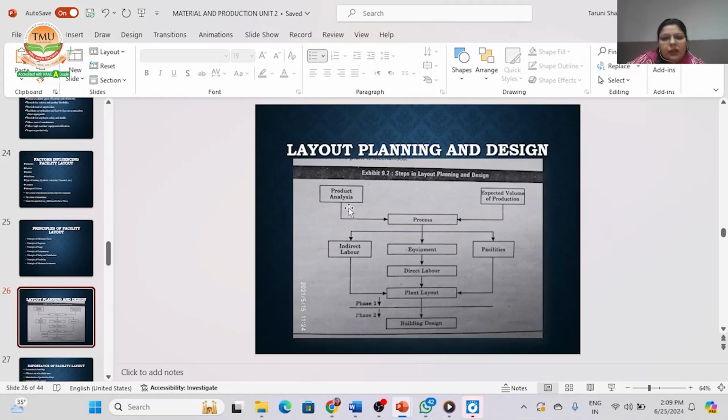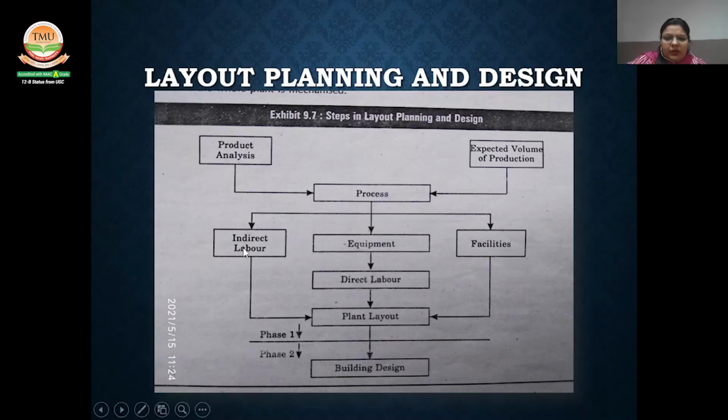Basically, we have to think about two things. Number one is product analysis, and on the other side we have the expected volume of production. You can see this on the diagram. Product analysis means which kind of product we are going to produce, or what kind of product a production unit is going to produce. Is it a digital product, or a manufacturing unit production, or agriculture, or something else?